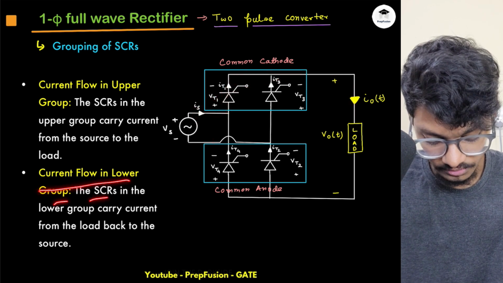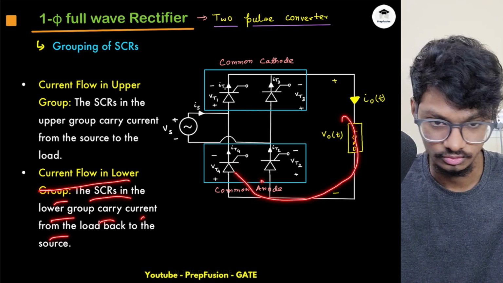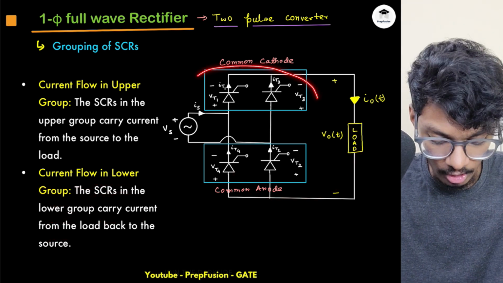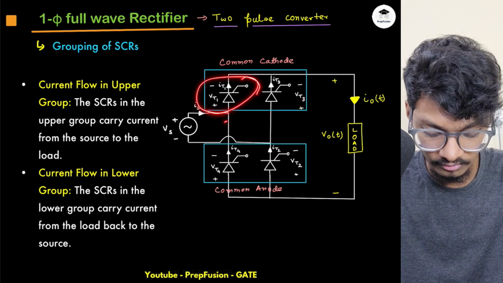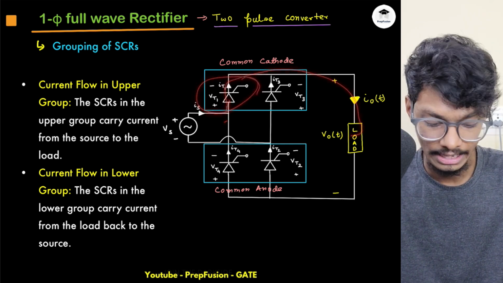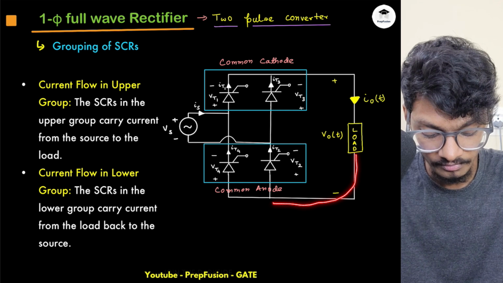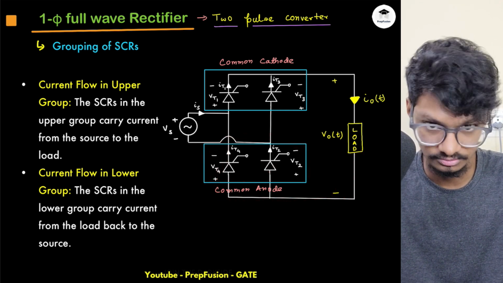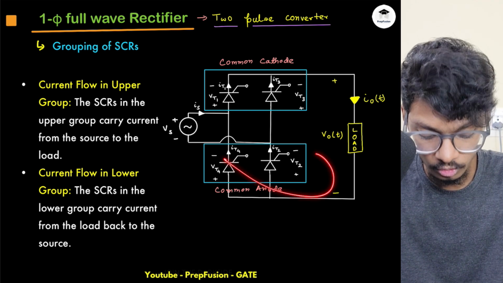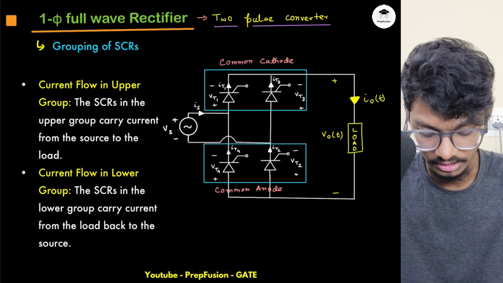Current flow in the lower group: the SCRs in the lower group carry current from the load back to the source. So that's why they are grouped. Out of these two SCRs, one will be on, and current will flow from the source to load. And out of these two SCRs, one will be on, and current will flow from load to source. So these two SCRs provide the path for load to source, and these two provide the path for source to load. That's why they are grouped like this.